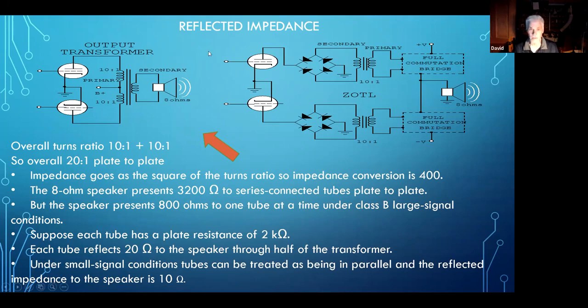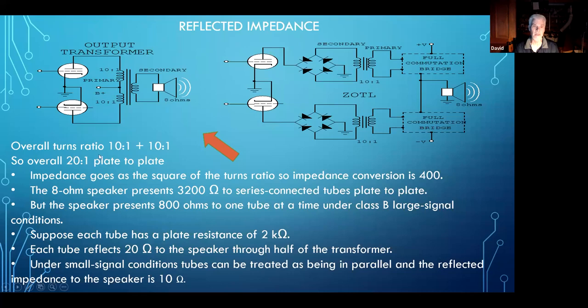So the concept of a reflected impedance is, okay, we're talking about what's going on at the speaker end getting back to the tubes. But I'm also going to imply that there's transmitted impedance too: what the speaker sees as impedance when it looks at the tubes, discounting any negative feedback that might affect that. But let's consider the output transformer first.